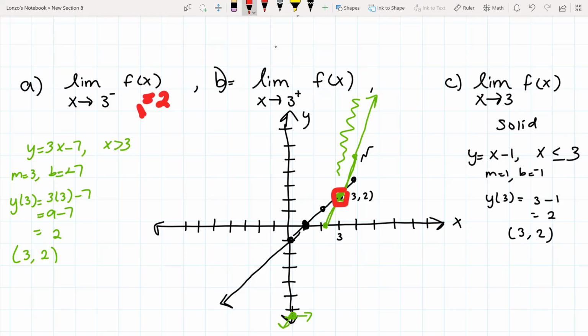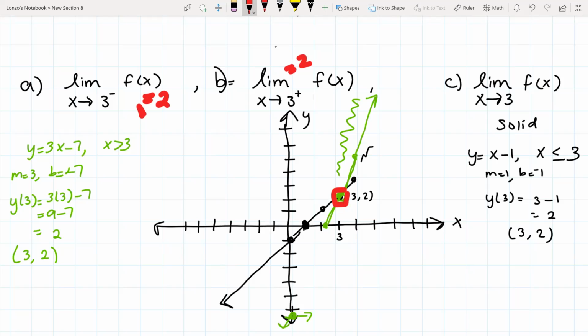And then what's the limit as x approaches 3 from the right? What they're saying is, what is the y value as x approaches 3 from the right? It's still going to be 2, right? Here's 3, the y value is 2, because we figured that was our limit. So it's going to be 2.